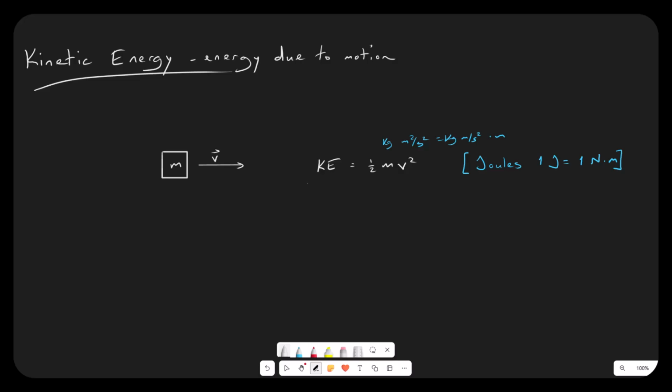Now, our regular kinetic energy equation, this is a translational kinetic energy, and it's just half mv squared. There's nothing fancy going on with that at all. I do want to give you an example or two of this, but I will do that in a separate video.